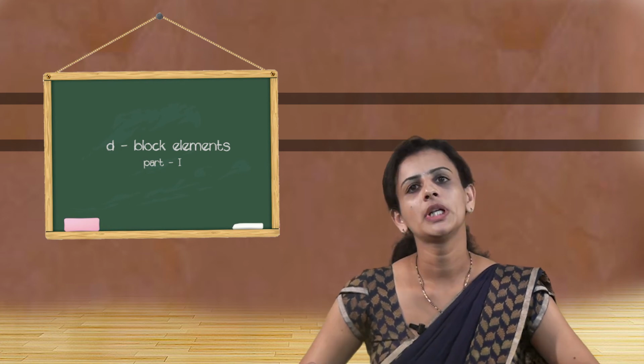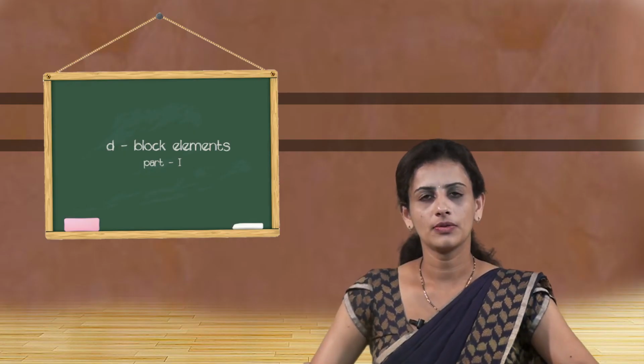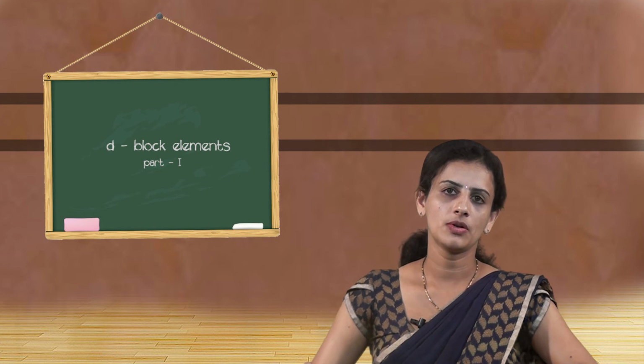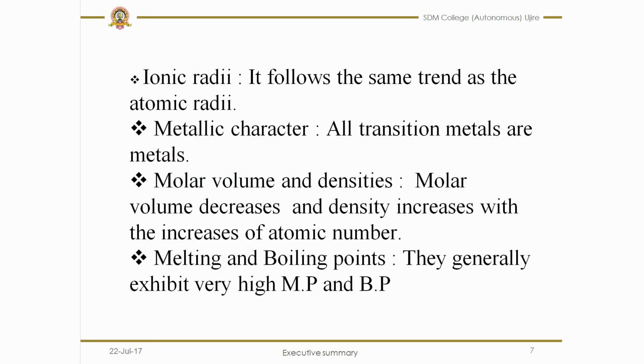The next property is ionic radii. It is similar to atomic radii. Ionic radii also decrease along the period, that means they decrease with the increase of atomic number. The next property, metallic character. All the transition elements are metallic in nature. This is because of the presence of a small number of electrons in the outermost orbital that can be easily lost.